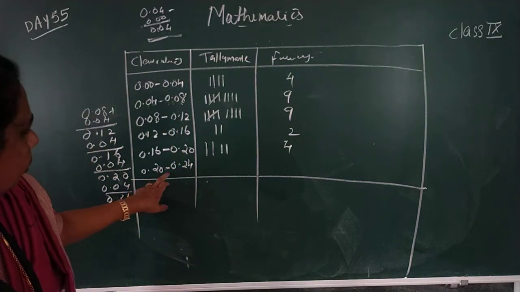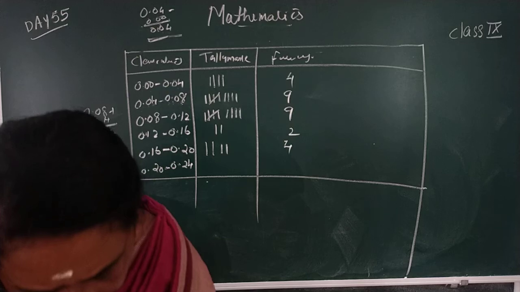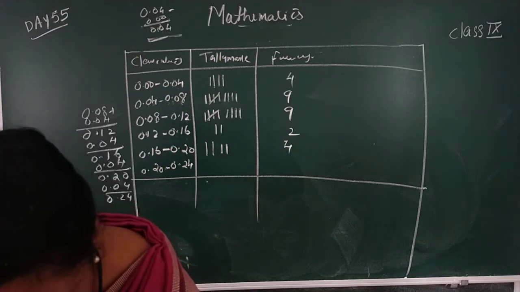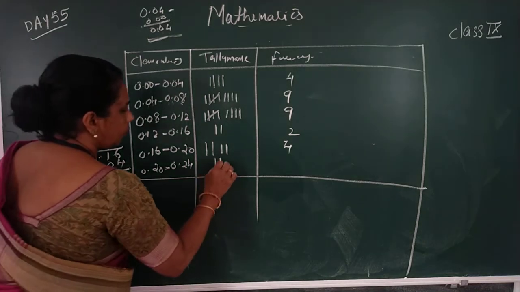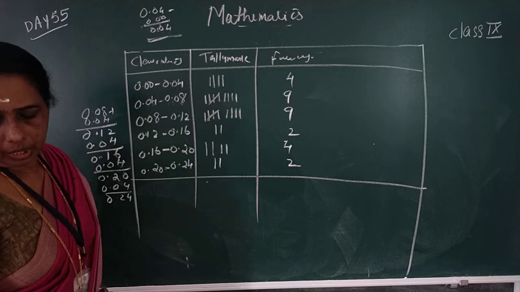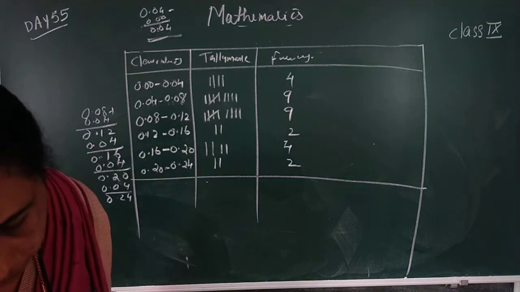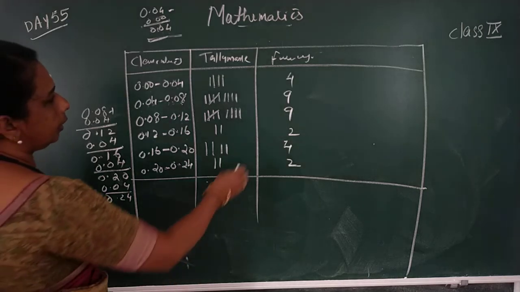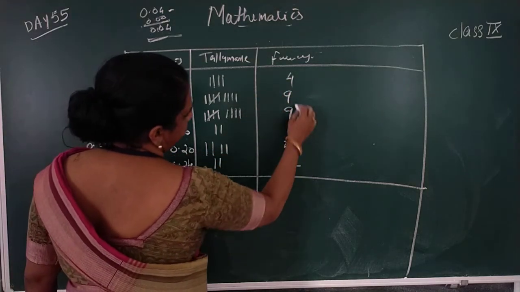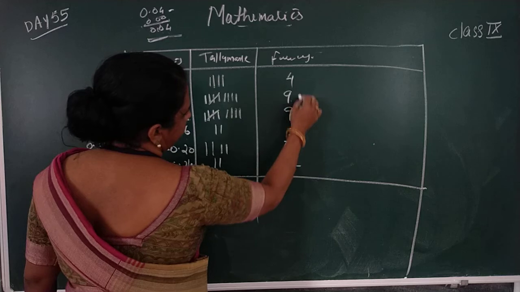Last, 0.20 to 0.23. Only 2 observations. 2. Then you have to add the frequency. That is the concentration of 30 days. The total frequency you want to get is 30. Okay.